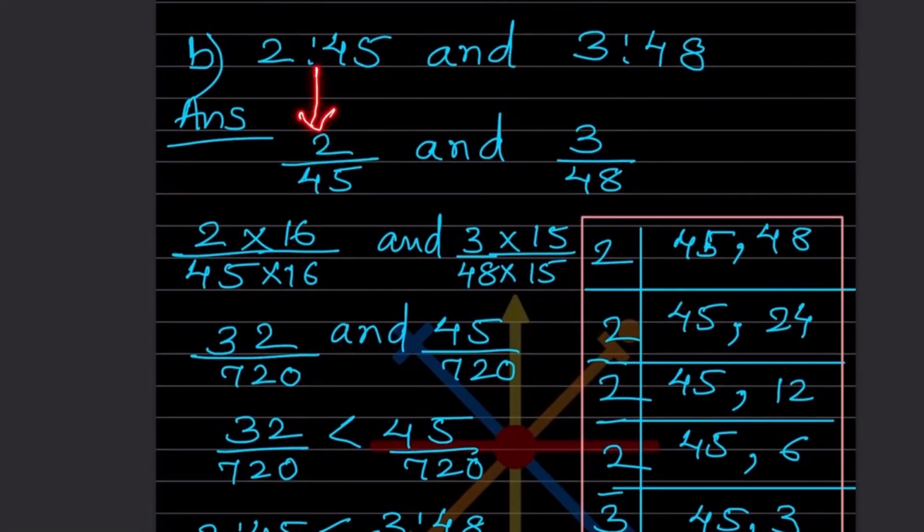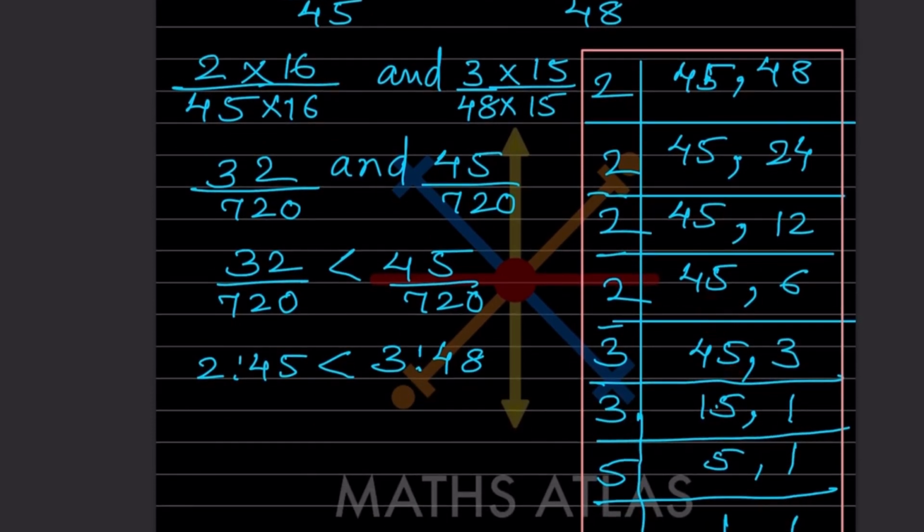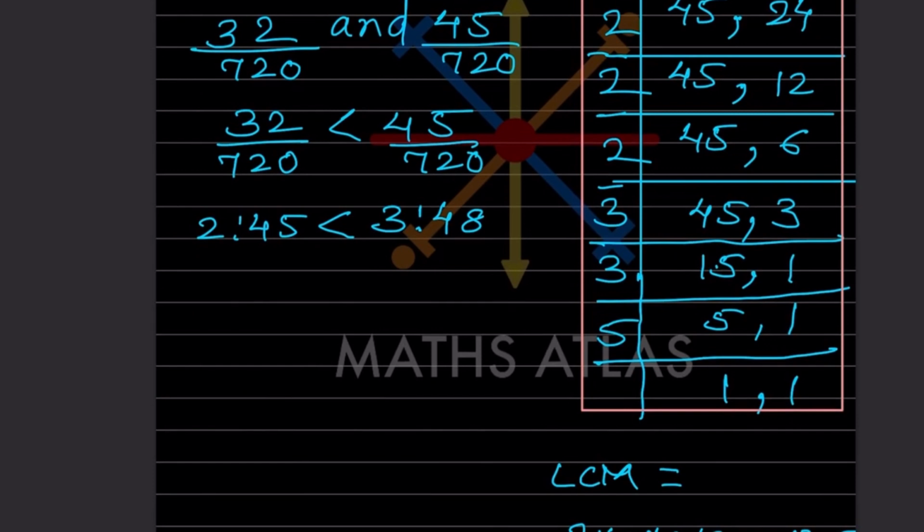Again, this will be written 2 by 45 and 3 by 48, and you can see the denominators are different. So take the LCM. 45 stays as it is because it doesn't go with 2, and 48 divided by 2 is 24. 2 twelves are 24, and 45 doesn't go with 2, so write it as it is. 2 sixes are 12, and 45 again doesn't go with 2. 2 threes are 6. Now both numbers go by 3. 3 fifteens are 45 and 3 sixteens are 48. Then 3 fives are 15. Now this goes with 5: 5 ones are 5 and 1 as it is. So now these are all the other factors.